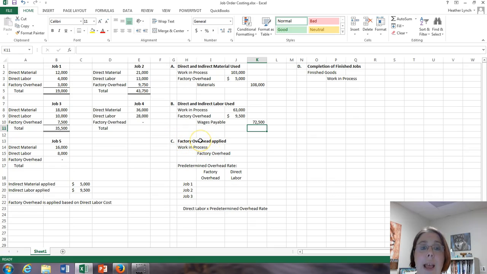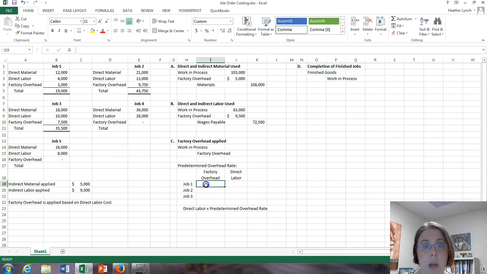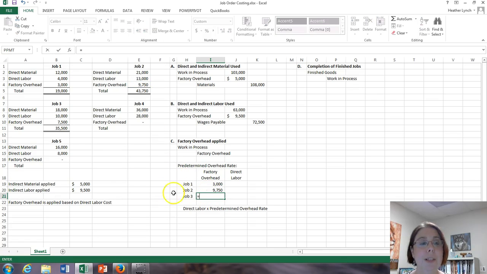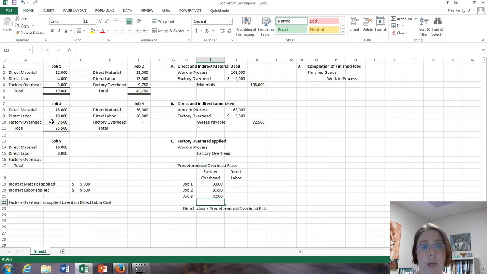Now the factory overhead applied. They're telling us that factory overhead is applied based on direct labor cost. You can only do this on jobs completed. So we had jobs 1, 2, and 3 that were completed, and we need to look at each of the factory overheads. Job 1 was $3,000, job 2 was $9,750, and job 3 was $7,500.